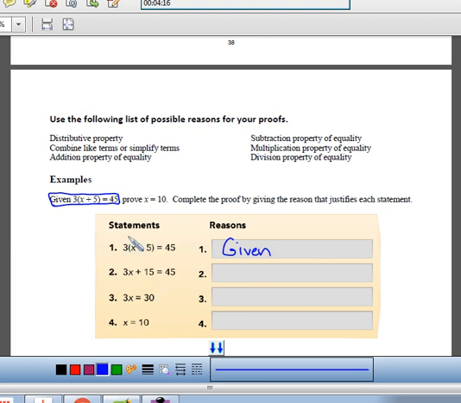Given. Maybe your teacher, maybe your textbook. Now, what do we do from this step 1 to this step 2? To get rid of the parentheses, I bet many of you are saying, oh, that's right, distributive property.